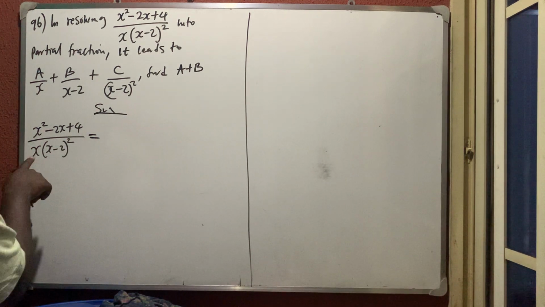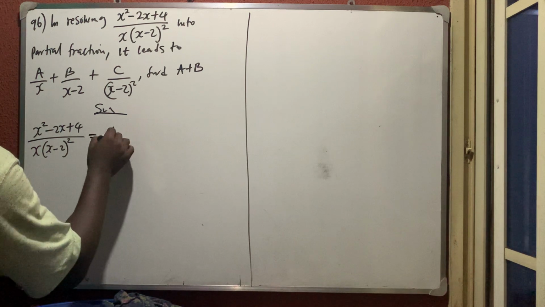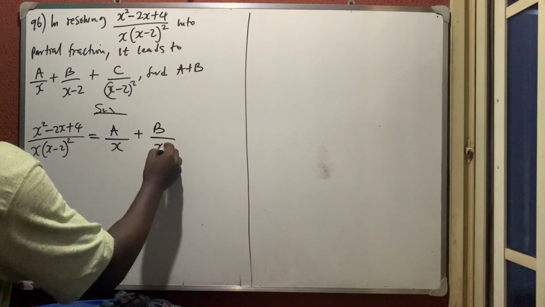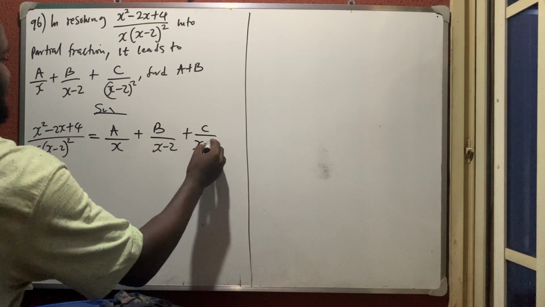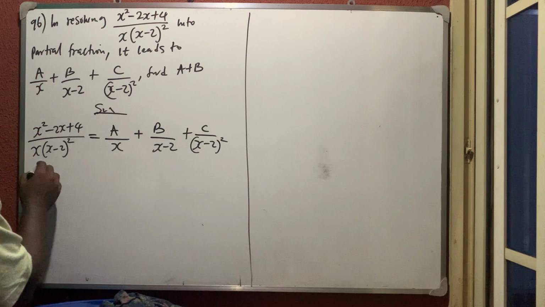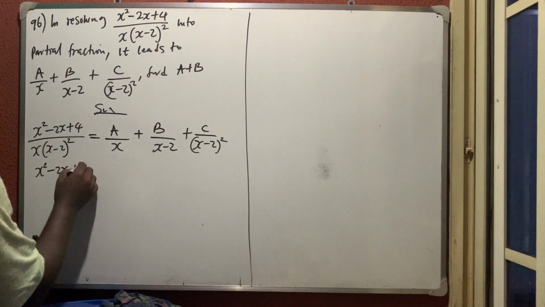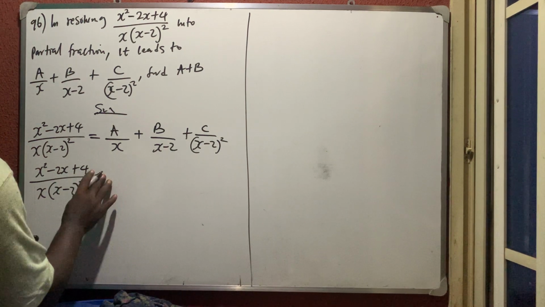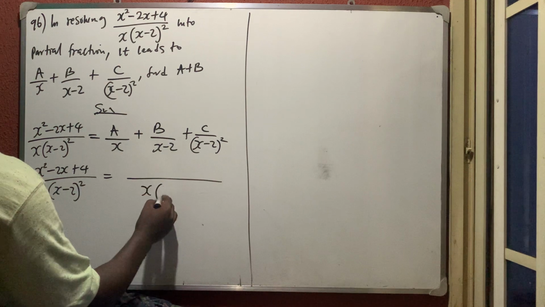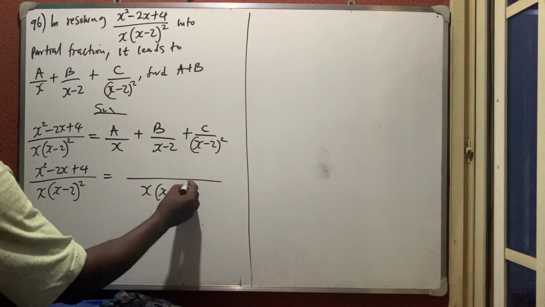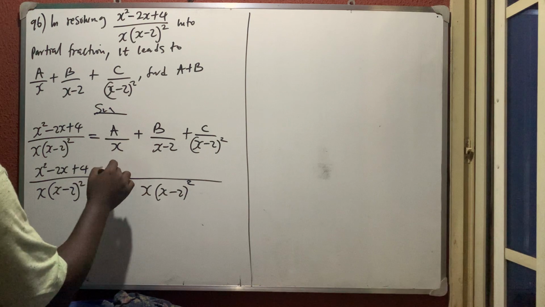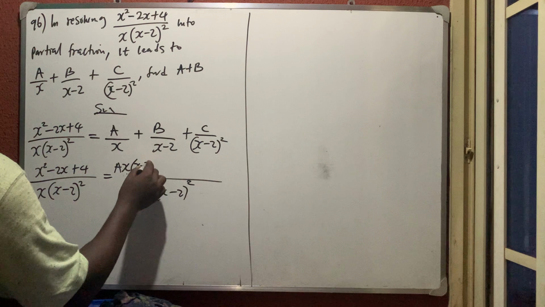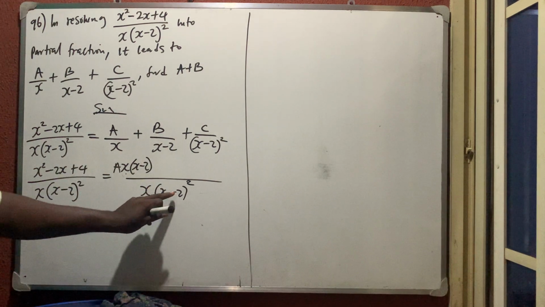So, let's pick the first one. The first one is A over x, which is a constant numerator, plus B over x minus 2, plus C over x minus 2 all squared. Watch my video on partial fractions, you will understand. So I have x squared minus 2x plus 4 all over x into x minus 2 all squared is equal to, the LCM is x into x minus 2 all squared. When these two divide this, I am left with A in bracket, in fact, Ax in bracket of x minus 2.